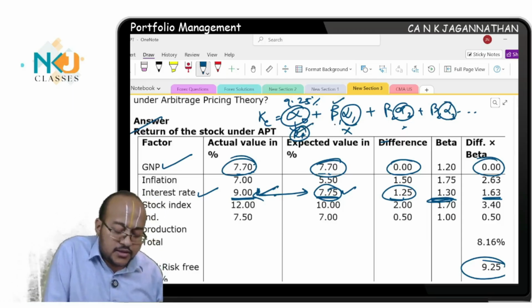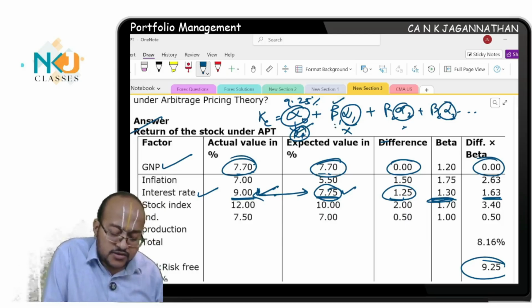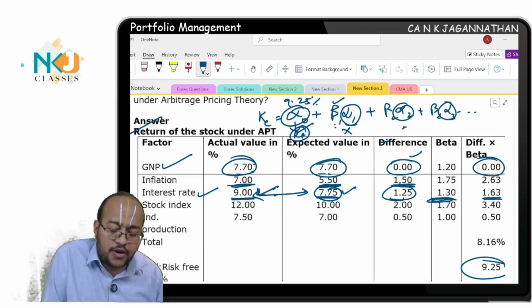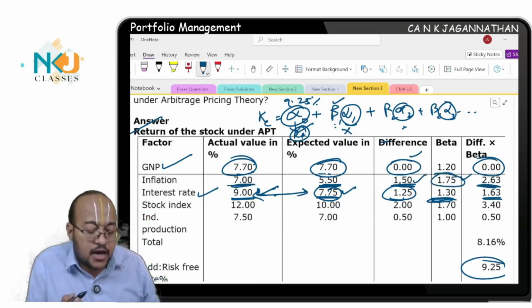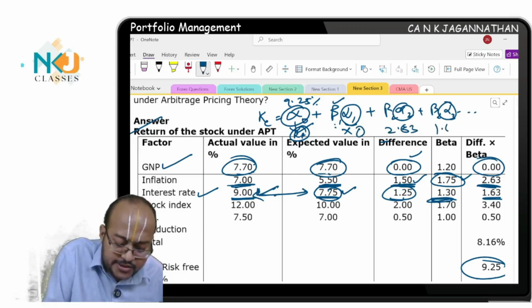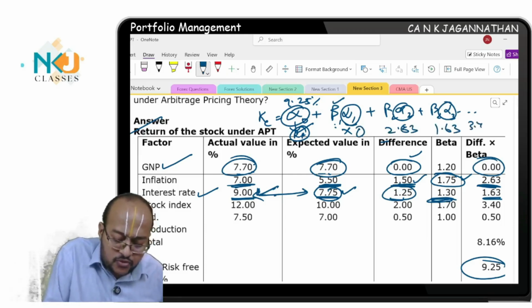So you have beta multiplied by lambda 1, which was 0. The differential amount is the lambda. Lambda 2 is what? The risk premium. Second, for inflation, how much risk premium should we pay? 7 minus 5.5 is 1.5; 1.5 into 1.75, which is the beta, gives 2.63. So this is beta 1 lambda 1 is 0, beta 2 lambda 2 is 2.63, beta 3 lambda 3 is 1.63, 3.4 and 0.5.